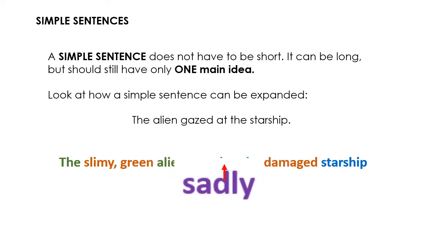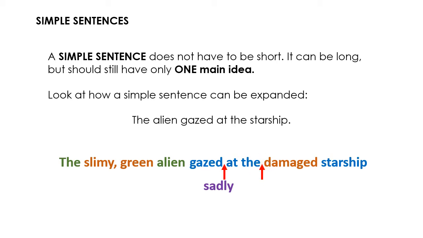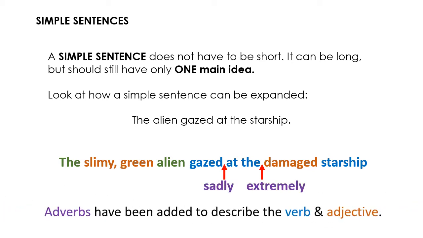How about some adverbs? He gazed sadly at the damaged starship. How badly damaged was it? Let's add another one. Extremely damaged starship. So now we've added adverbs. The first one, sadly, describes how he gazed. It's describing the verb. And the second adverb is describing the adjective damaged, extremely damaged.